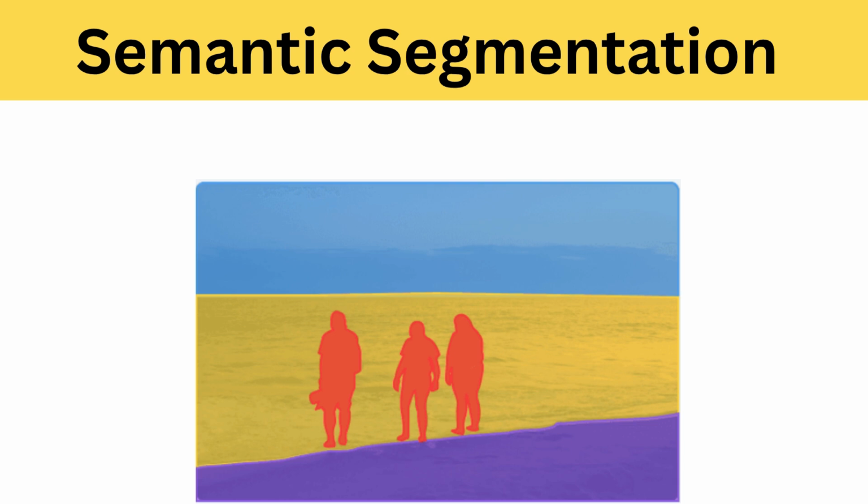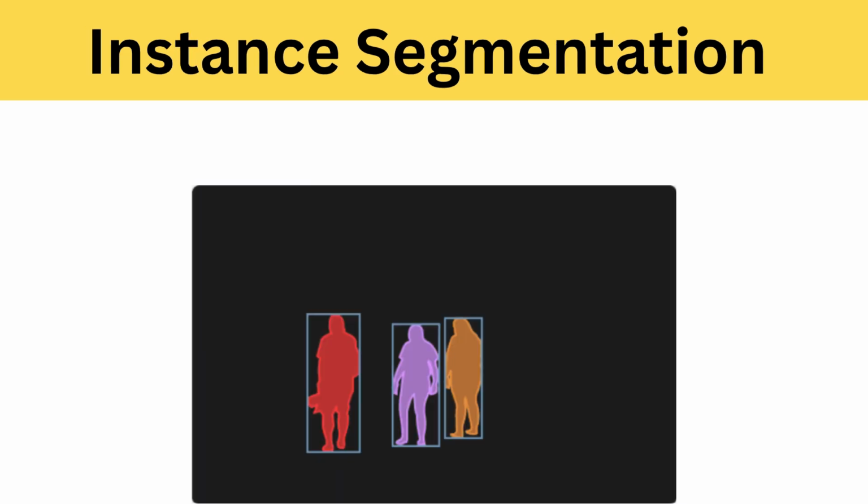Semantic segmentation can't count. That's the leap to instance segmentation. The network must not only classify the pixel but also assign a unique ID to every separate object. In instance segmentation, each distinct object gets a unique color or ID, even if they share the same class. Look at the same picture from semantic segmentation. Now the three people are individually masked as person 1, 2, 3 with different colors.